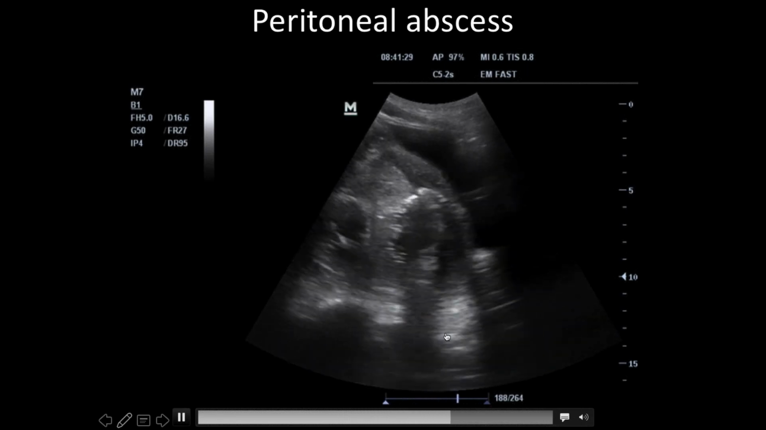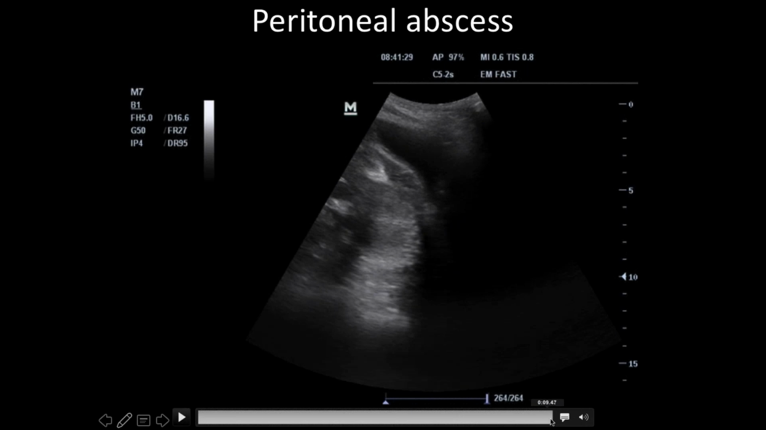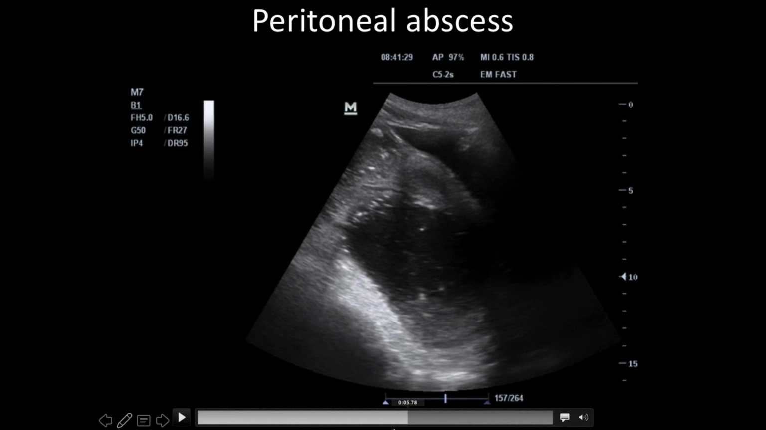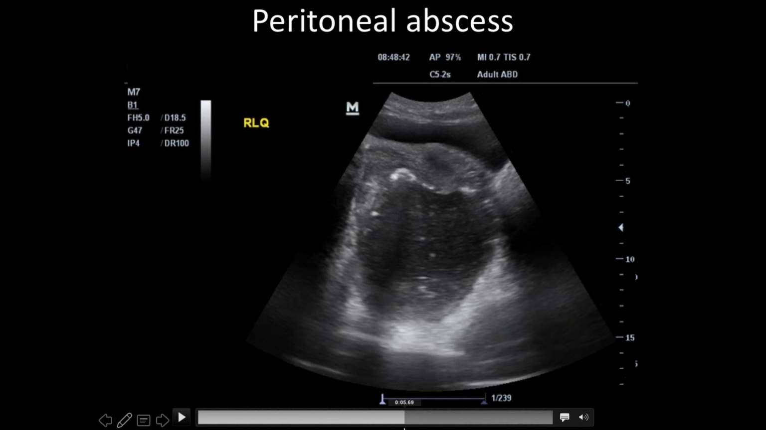Sometimes you can think, hey, maybe this could be bowel with some stool in there, but you'll notice there's no peristalsis going on, and also it's really deep into that pelvis that we're talking about, and you can't really tell if there's bowel wall here.